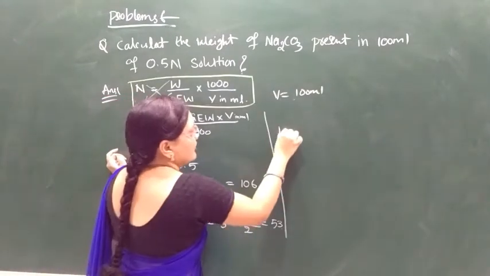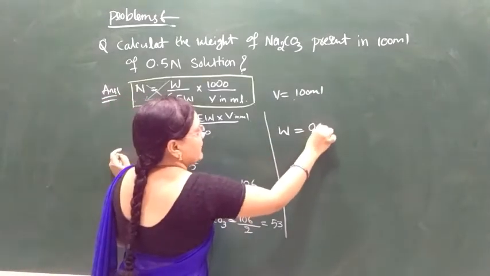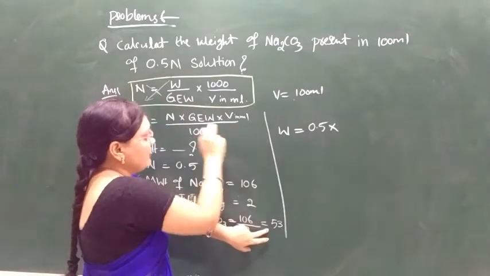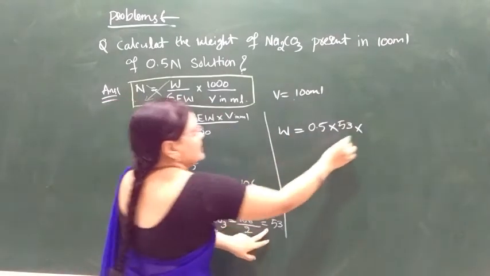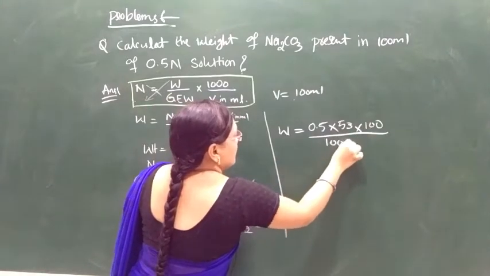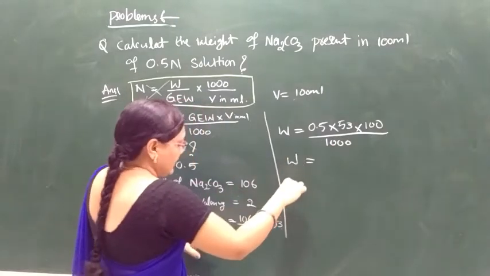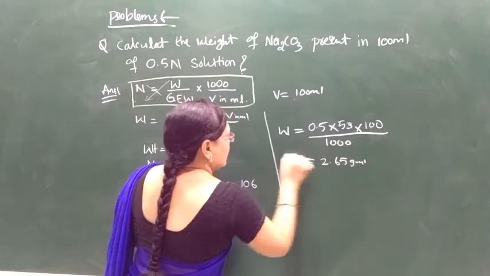Weight equals normality 0.5 into gram equivalent weight 53 and volume 100 by 1000. This is the calculation. Weight equals 2.65 grams.